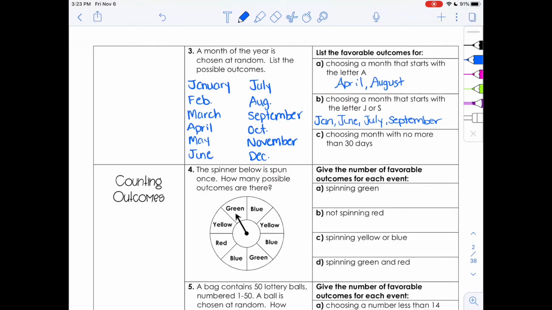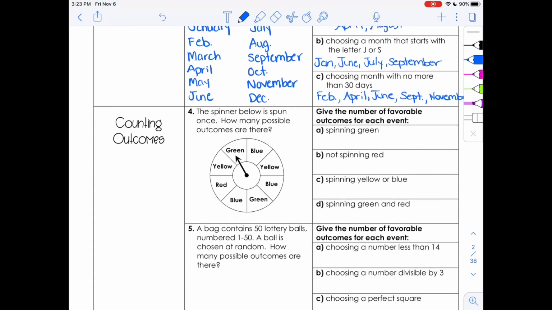Or we can have a favorable outcome of choosing a month with no more than 30 days. So we only want those months that have 30 days or less. Well, February has 30 days or less. April does. June only has 30 days. September and November all only have 30 days or less. So that's how we identify outcomes.